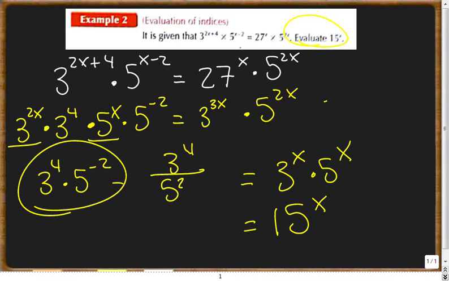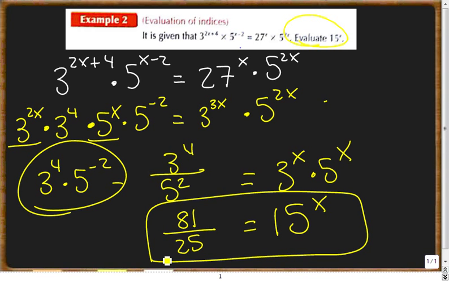Well, this over here is the same thing as 3 to the 4th over 5 squared, right? A negative exponent just means it's on the wrong side of the dividing line. So all we have to do is just flip it, and it's now a positive exponent. And so this is the same thing. 3 to the 4th is 81, and 5 squared is 25. So this would be what your final answer would be.